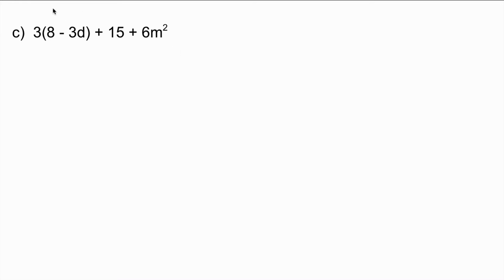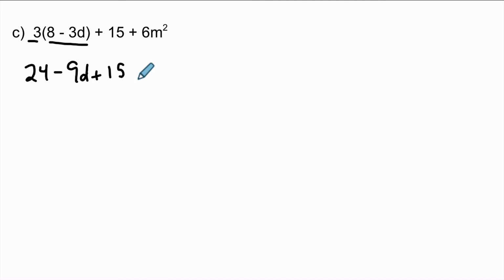All right, again, pause if you want, and you can see if you get it right at the end. So my two factors are 3 and (8 minus 3d). So I'm going to be distributing this 3, multiplying it to the 8 and to the 3d. 3 times 8 is 24, minus 3 times 3d is 9d.